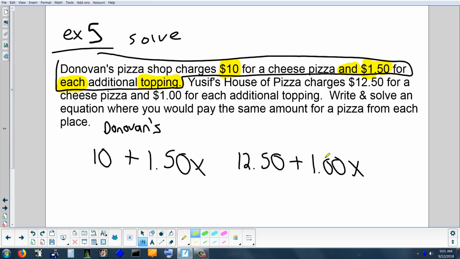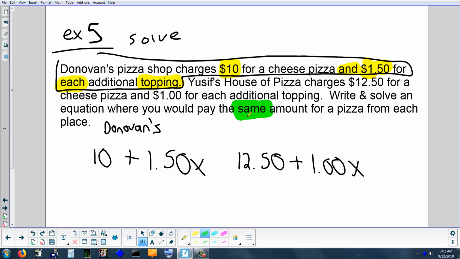Here we go. Okay, so we're close, but I need to make this an equation. What's it missing right now? Yes, it has variables. Great, that makes it an equation, but it's missing something. Yusuf? Okay. Donovan? The equals. The equal sign.